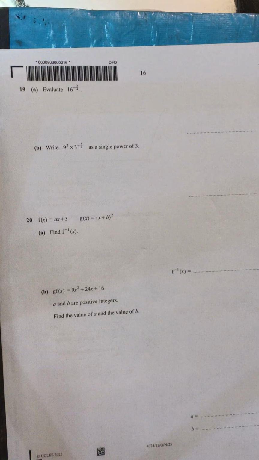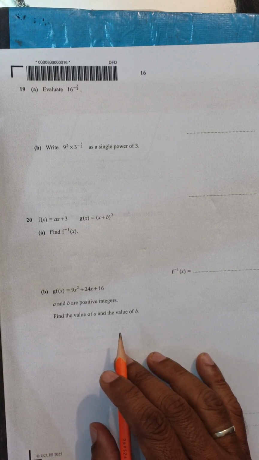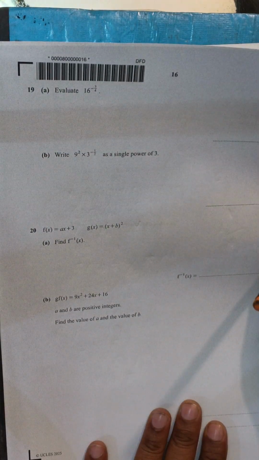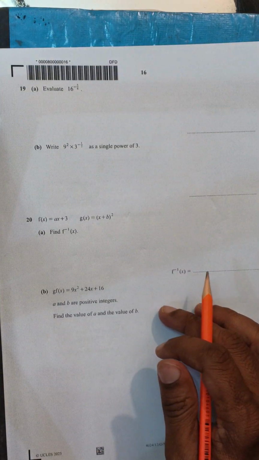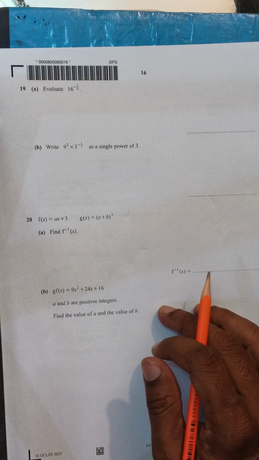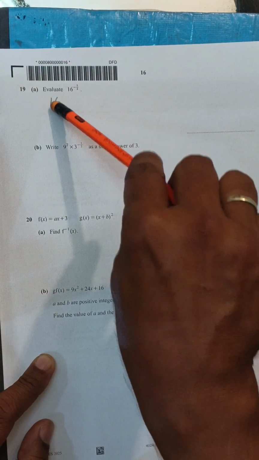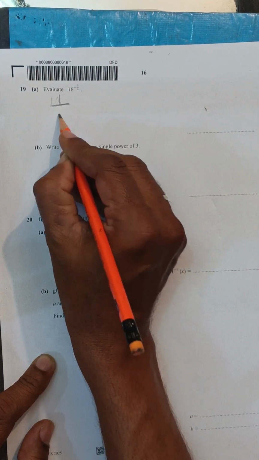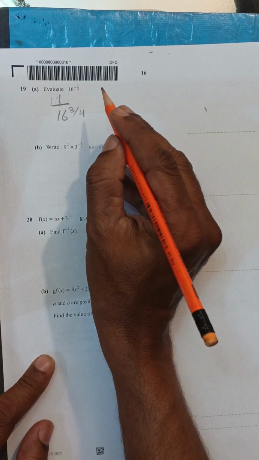Question number 19. Evaluate 16 power minus 3 over 4. You have to evaluate this one. Okay, so we can write this one. We move it to the denominator to make the power positive. So 16 power 3 over 4. You got my point.